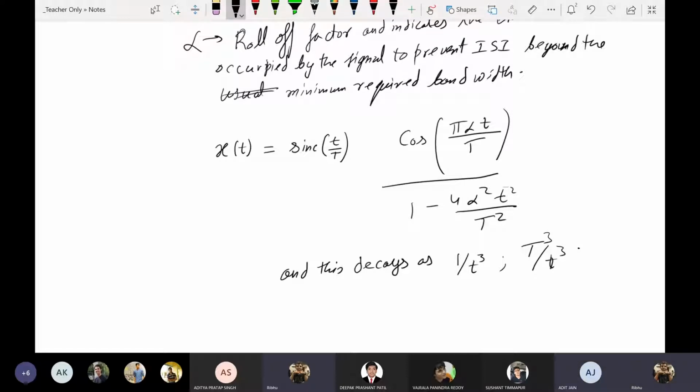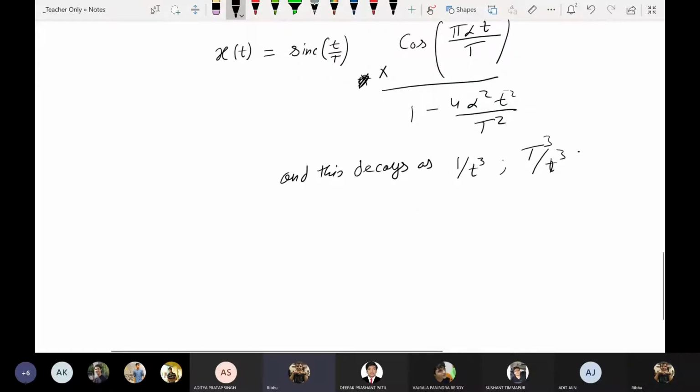So shouldn't it be t square? Sinc also has a 1 over t. Oh, multiplied. Okay. Yes. So these are multiplied, not convolved, multiplied. Fine.